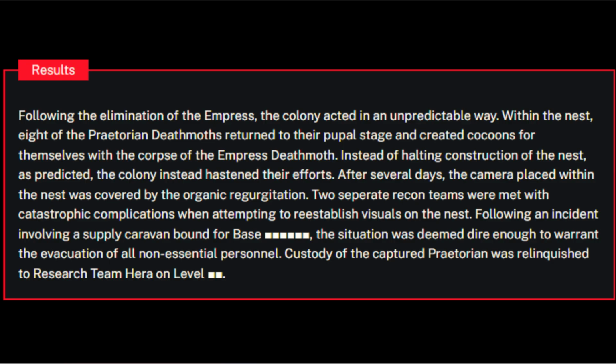2 separate recon teams were met with catastrophic complications when attempting to re-establish visuals on the nest. Following an incident involving a supply caravan bound for base, the situation was deemed dire enough to warrant the evacuation of all non-essential personnel. Custody of the captured Praetorian was relinquished to Research Team Hera on level.